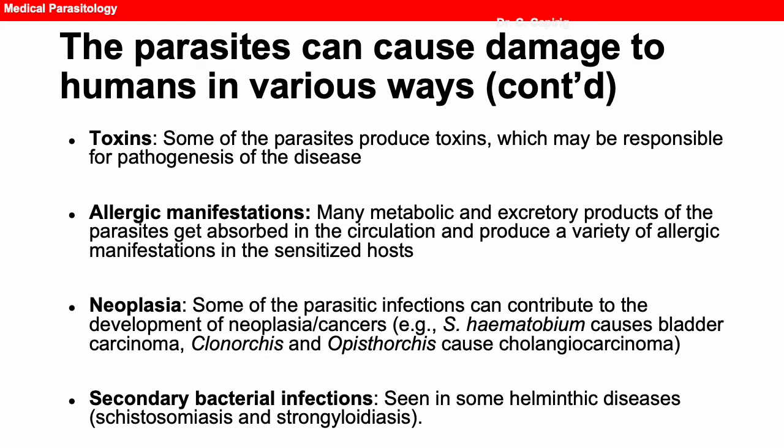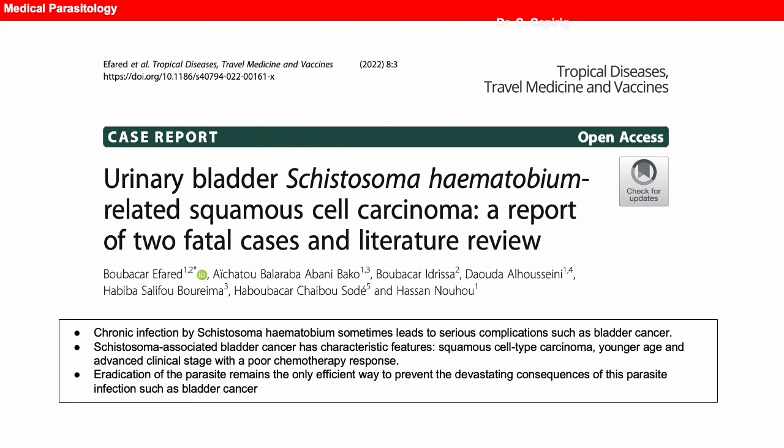Now, very common also is that parasites can promote secondary bacterial infections. Some helminthic diseases can promote secondary bacterial infections, such as schistosomiasis and strongyloidiasis. In this case report, we see that chronic infection by Schistosoma haematobium sometimes leads to serious complications such as bladder cancer. And schistosoma-associated bladder cancer has characteristic features. They can produce squamous cell type carcinoma of the bladder, younger age, and advanced clinical stage with poor chemotherapy outcome.